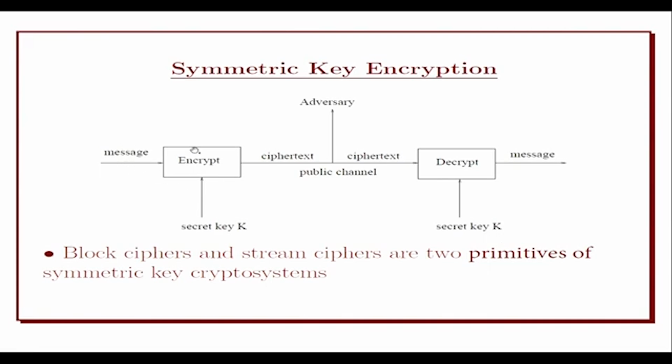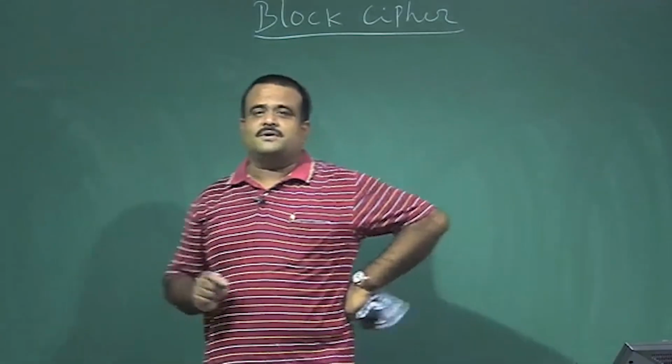Alice is encrypting the message using this k and sending it over the public channel, and this channel is very much captured by the adversary or the third party. This is the ciphertext after the encryption, and this ciphertext is sent to Bob, the receiver, who has the same key. So, the receiver will decrypt the ciphertext using the same key and get the message. This is the typical setup of symmetric key encryption, and block cipher is a primitive of symmetric key encryption.